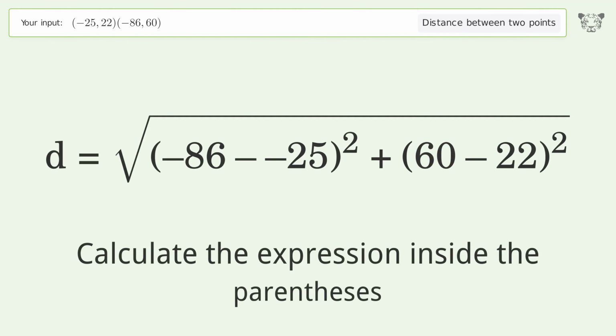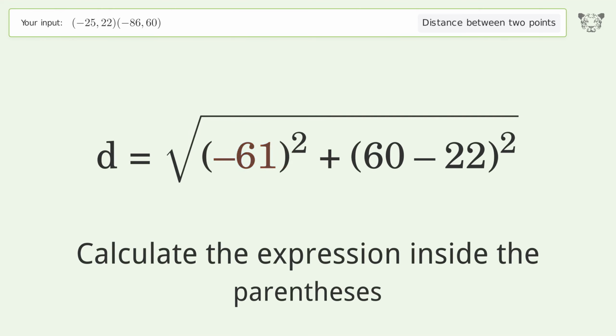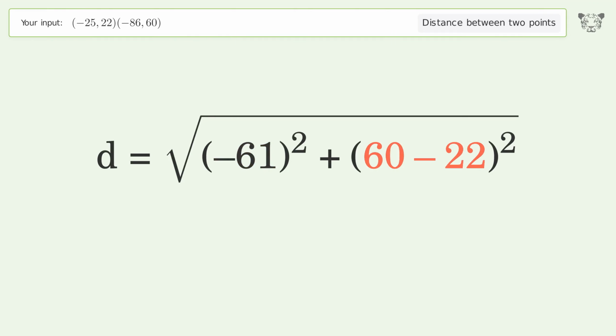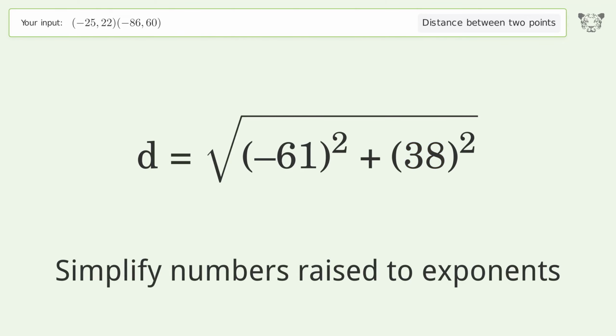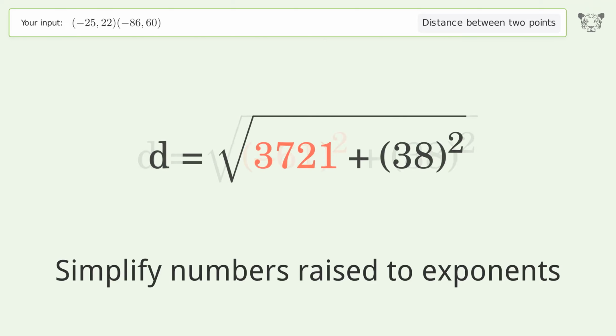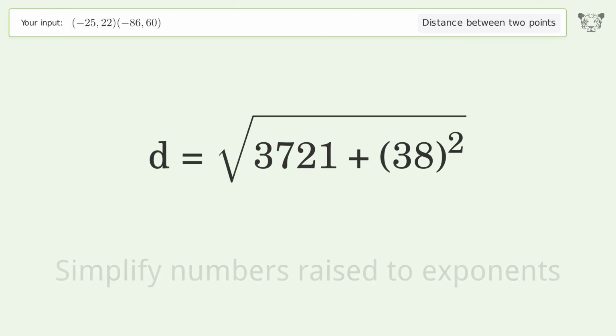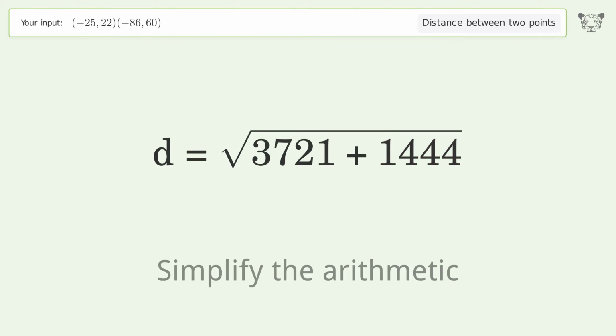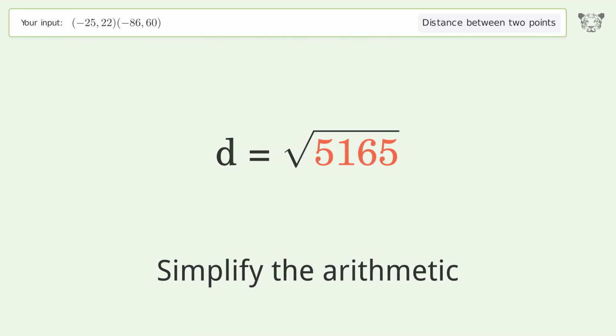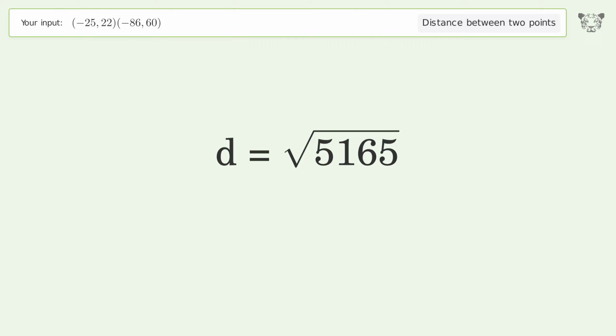Calculate the expression inside the parentheses. Simplify numbers raised to exponents. Simplify the arithmetic. And so the distance between the 2 points is the square root of 5165, or 71.868.